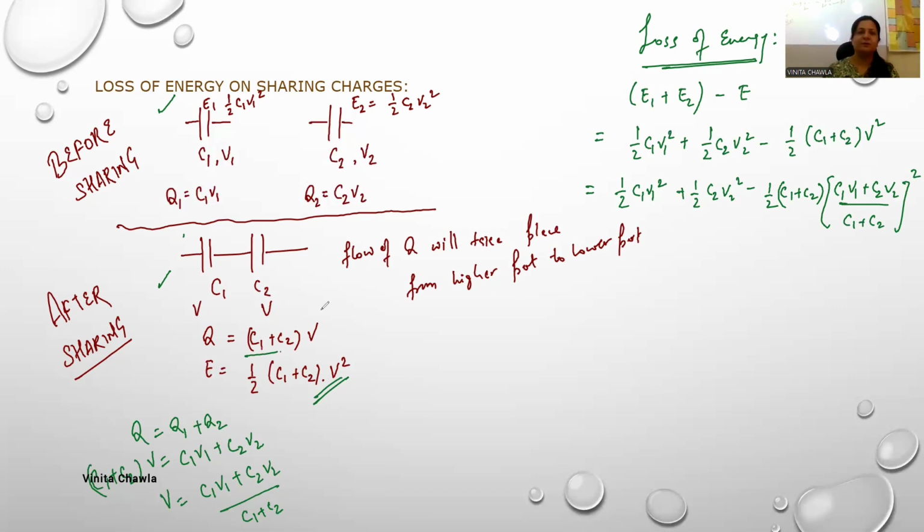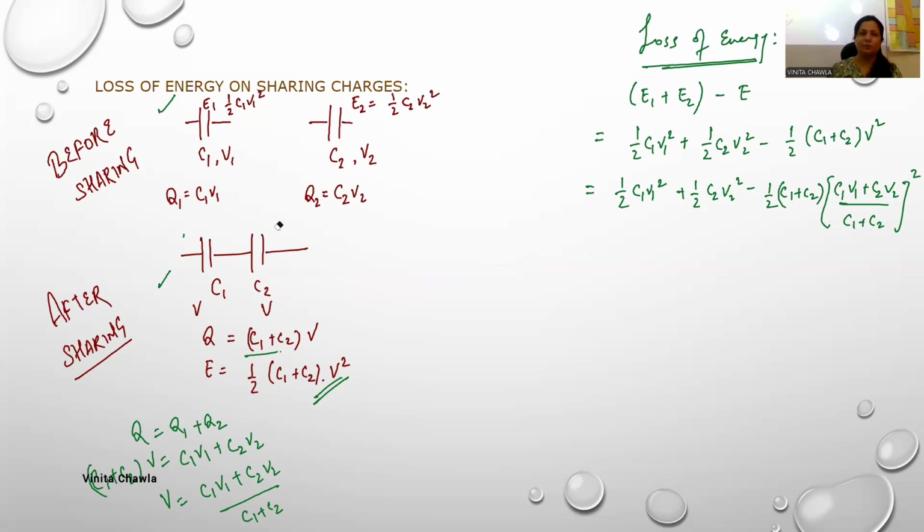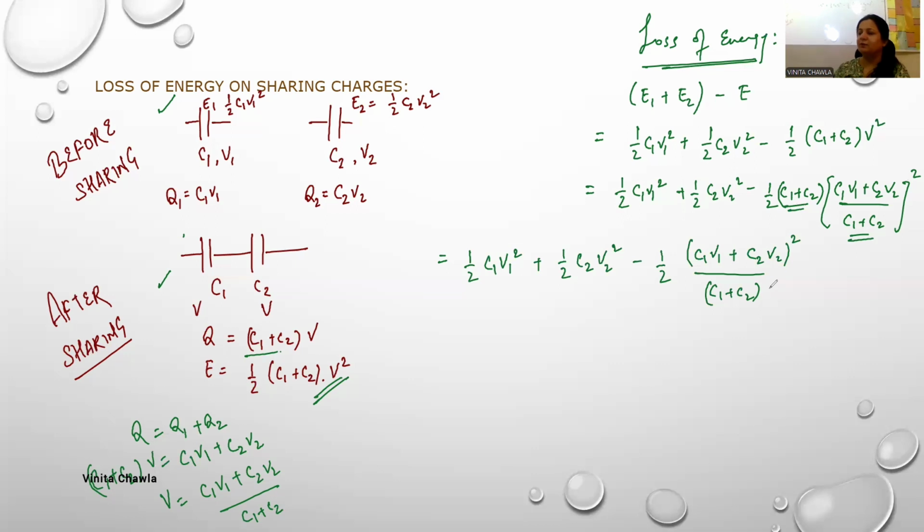So next we can write half C1 V1 square plus half C2 V2 square minus half (C1 V1 plus C2 V2) square. In the denominator, we'll have C1 plus C2, because you can see that here we have C1 plus C2 and here also we have (C1 plus C2) square. We can cancel this. One (C1 plus C2) will be cancelled, and we are left with only one. Okay, easy.